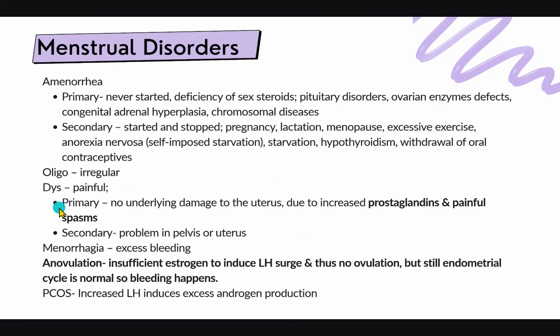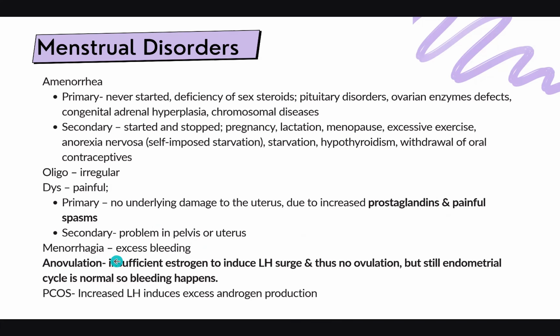Now, what I want you to remember, especially for dysmenorrhea, is primary dysmenorrhea, where there is no problem in the uterus, and the only issue is increased prostaglandins or inflammatory mediators, and this leads to painful spasms of the uterus, and this is the cause of pain. Secondary dysmenorrhea is when there's an actual problem in the pelvis or the uterus, which leads to pain.